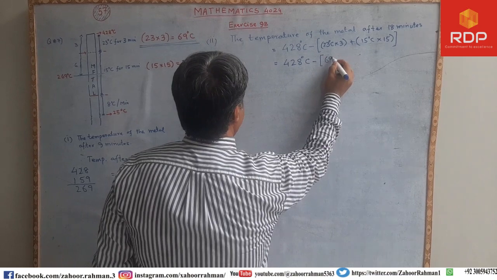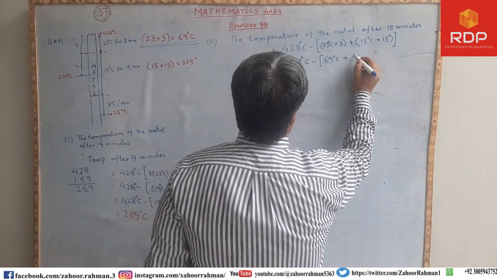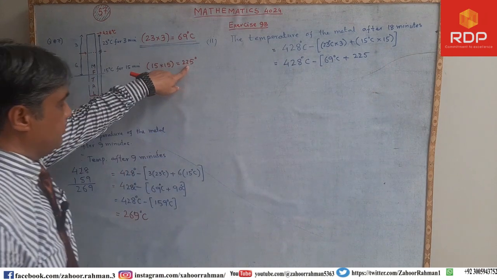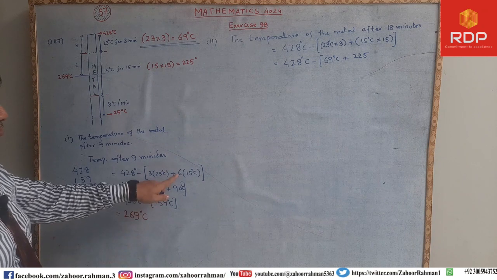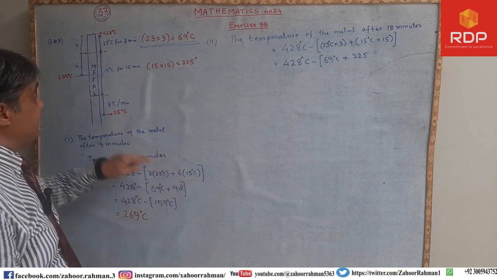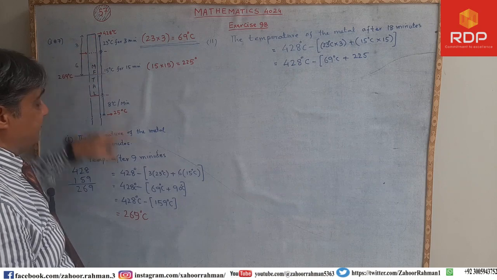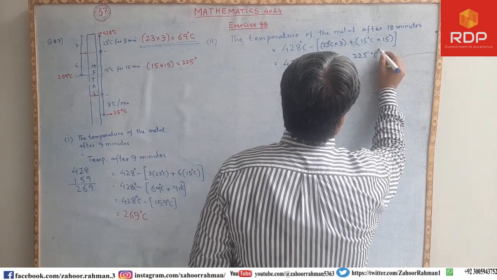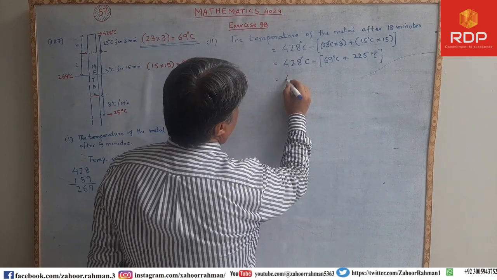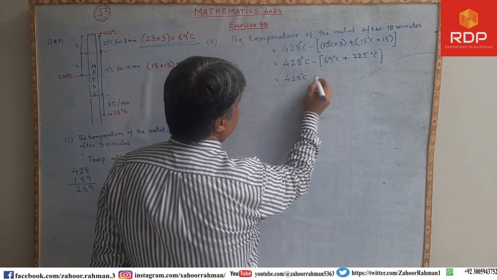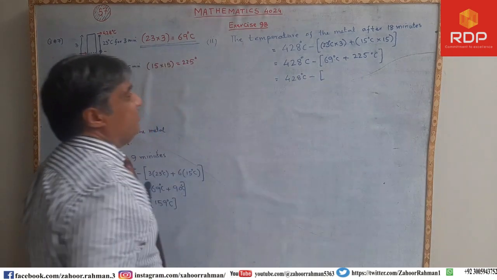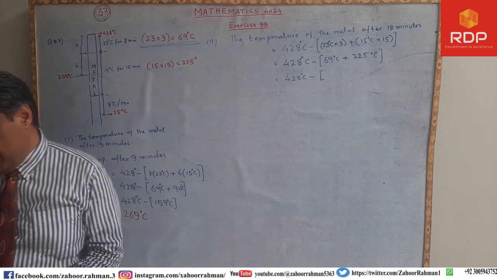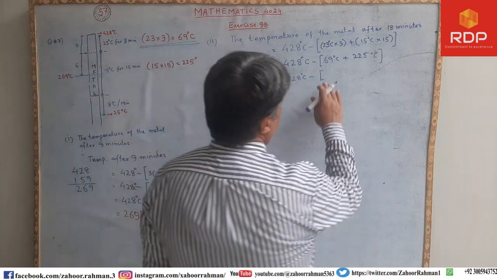This is 69 degrees Celsius plus 225, which we calculated here. Here you don't have to put 15, because we need till 9. After 3 we will have to add 6, but here we are doing this. So these two values. Now 428 degrees Celsius minus, when we add these two, we will get 134 as the final answer.